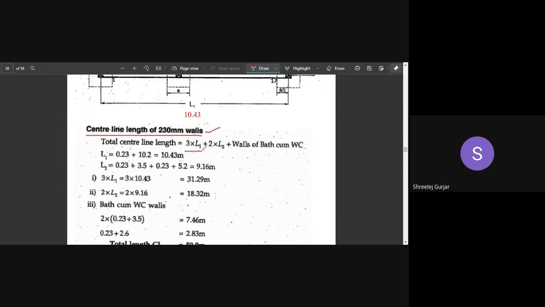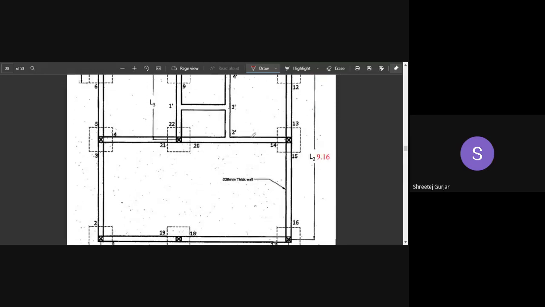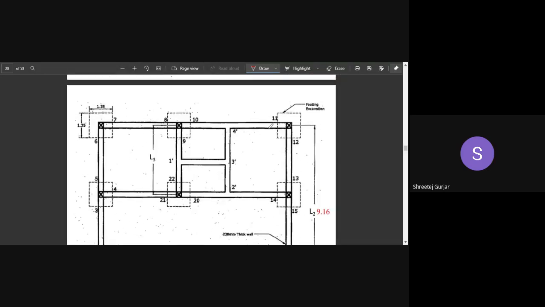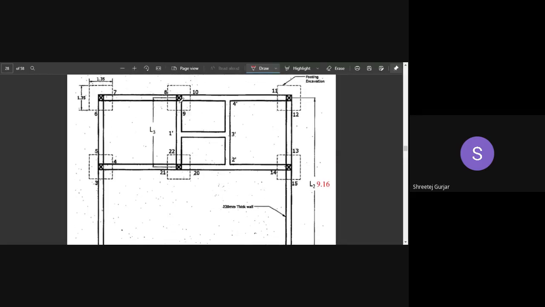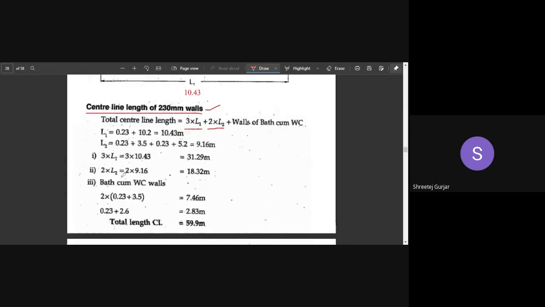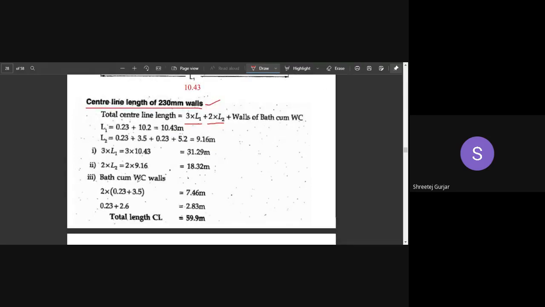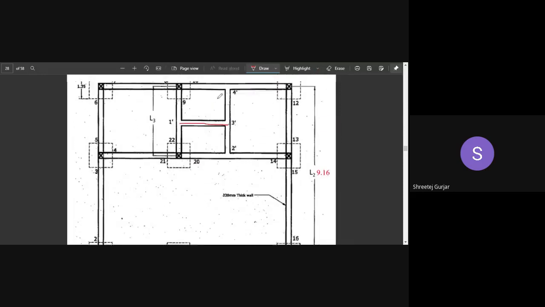I've told you there are three L1 walls. So L1 walls are 3 in number. This is L1 wall 1, this is 2, and then this is 3. So 3 number of L1, 2 number of L2, and 2 number of L3, and this one individual wall. That is what is given over here, 3 L1, 2 L2, and L3 is where it is shown. This is your L3 twin number, and this is your individual wall. So that is how you calculate your entire center line length.